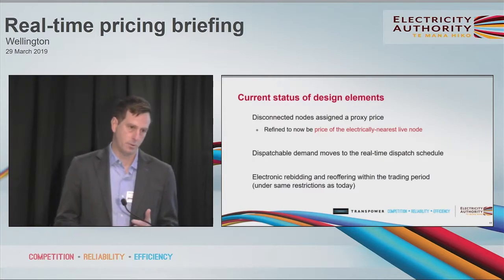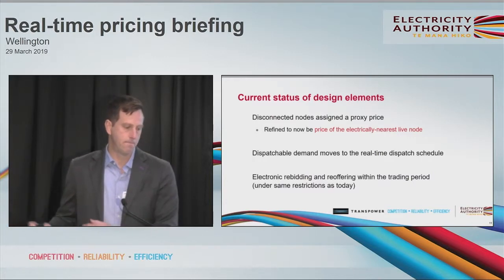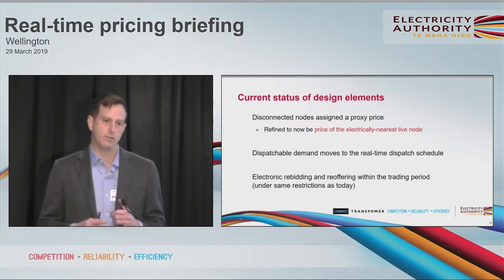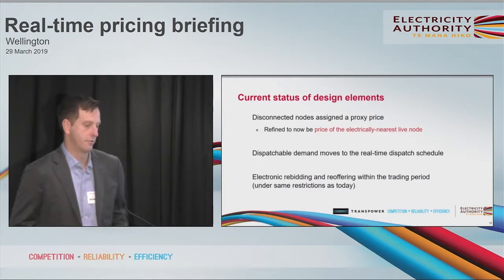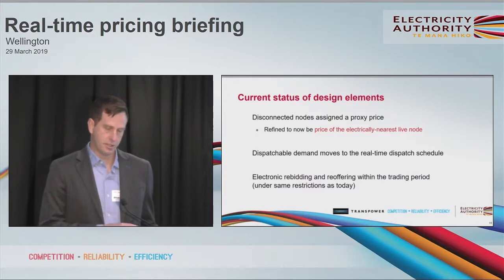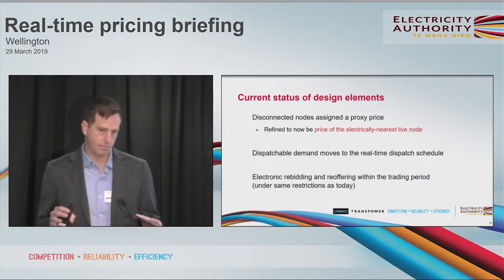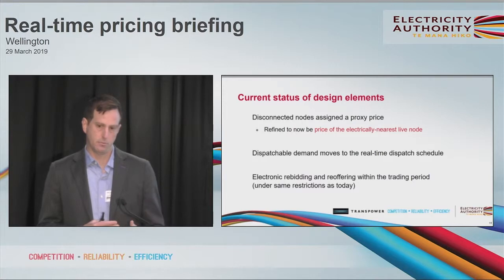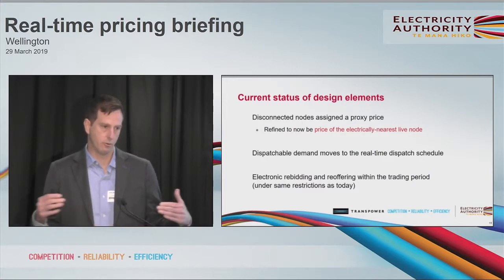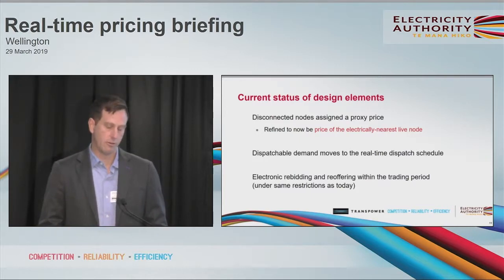So at the moment, dispatchable demand instructions are issued separately to generation. They're issued approximately 25 minutes ahead of the start of a trading period, and it comes from the NRS, the non-response forward schedule. Under real-time pricing, dispatchable demand is treated the same as generation, in the sense that it's fully integrated into that real-time dispatch schedule. So that means that dispatchable demand will receive dispatch instructions at the same time as everybody else. So you won't have that 25 minute to half an hour warning period ahead of time.